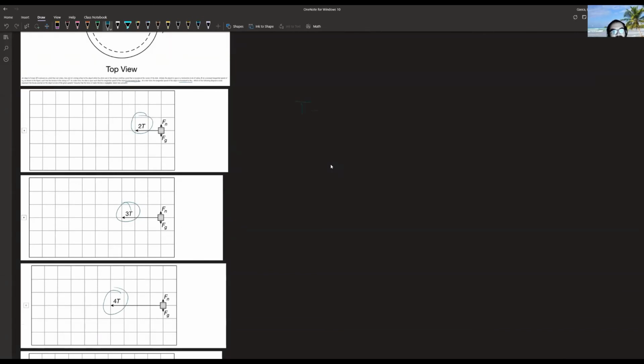Well, this tension is the only thing acting towards the center of this circular path. So in this scenario, the tension is the centripetal force. It is the net force pointing towards the center of the circle. So we dub the centripetal force, which is equivalent to mv squared over r.